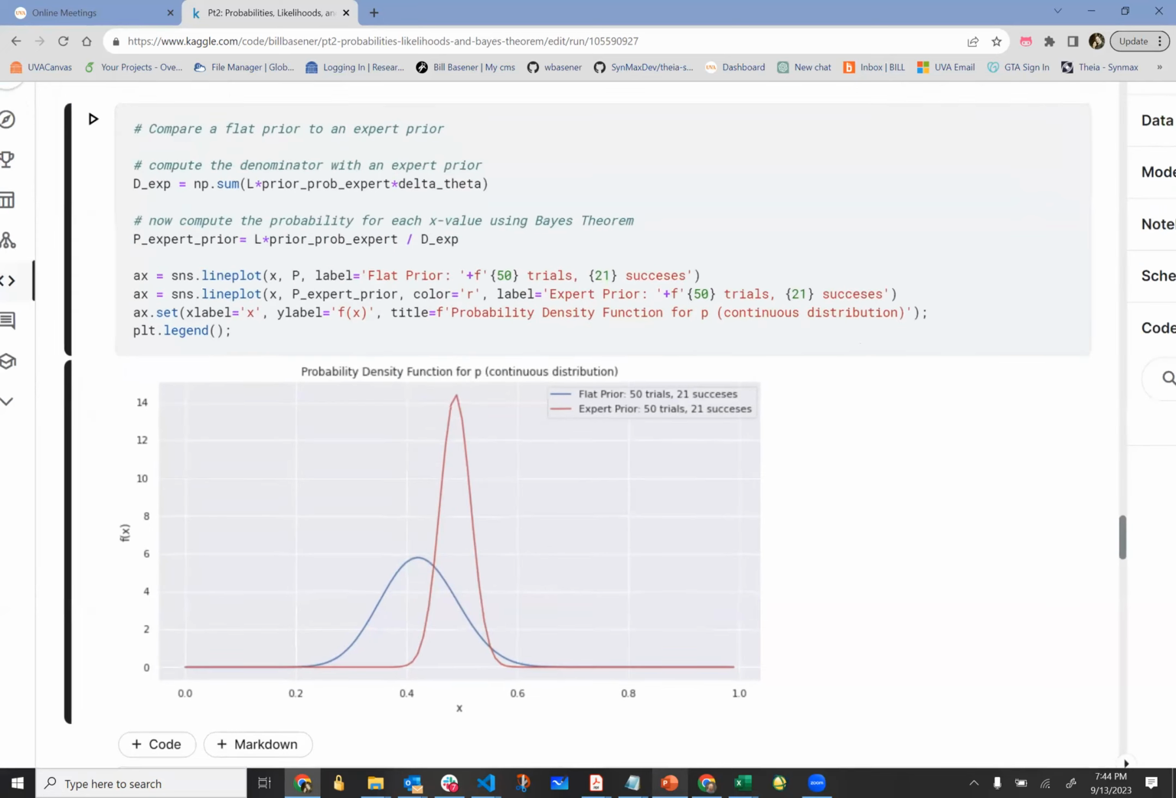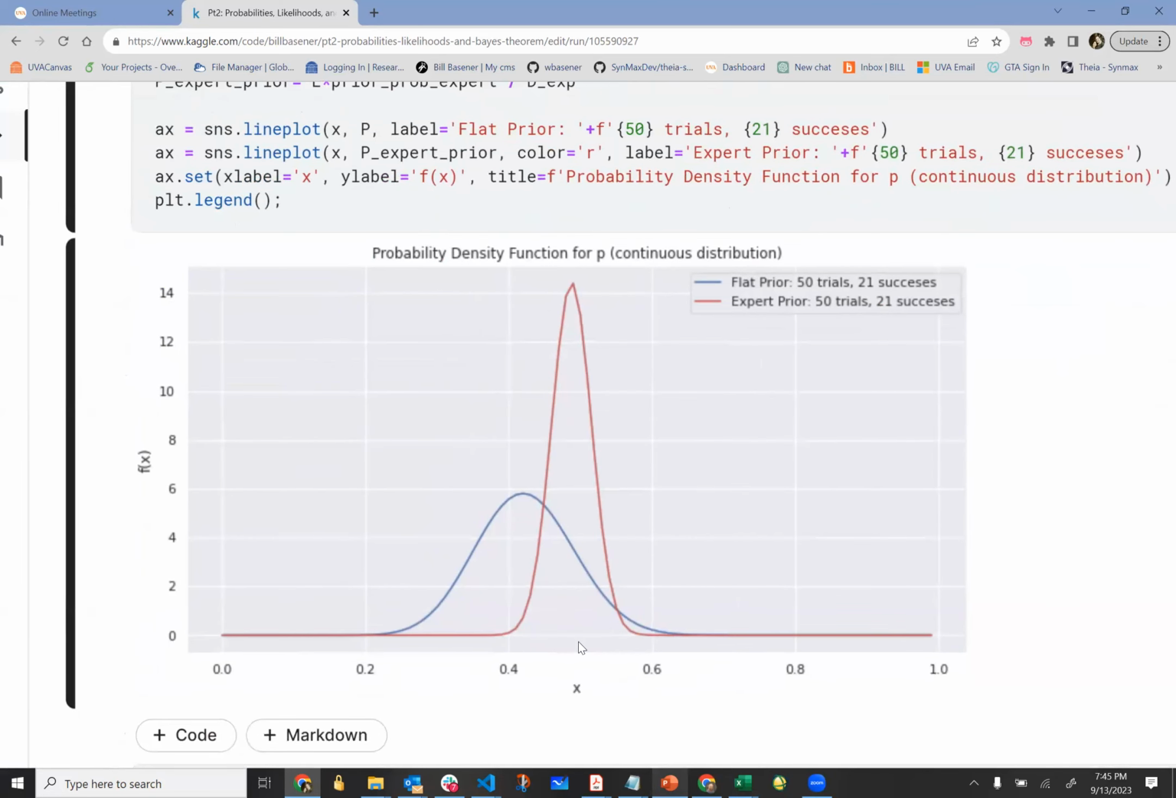So what do you think about this? Does the red seem reasonable? Do you have any reason to say that red is unreasonable? This is kind of why they're called subjective priors, right? You're all looking at me like, I think so, but I'm not quite sure. If you're thinking, hey, 0.5 is what I'm pretty sure a coin should be, and that's pretty much the most likely thing here, okay, that's all right.